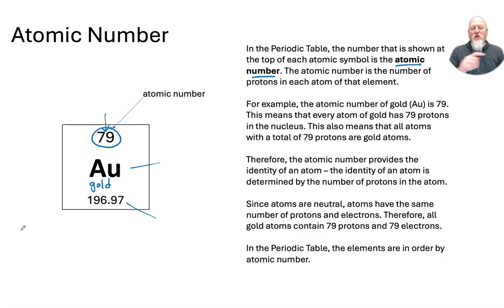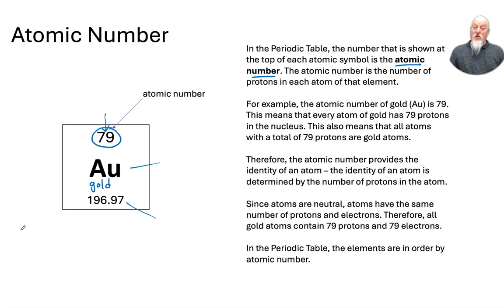If you look at the periodic table, it's in order of atomic number. In the upper left-hand corner is hydrogen, which has atomic number of 1. Hydrogen atoms have 1 proton. And then it goes down to the bottom right, where it's 118. Okay, and then everything in between. But it goes in order from left to right, top to bottom, by atomic number.